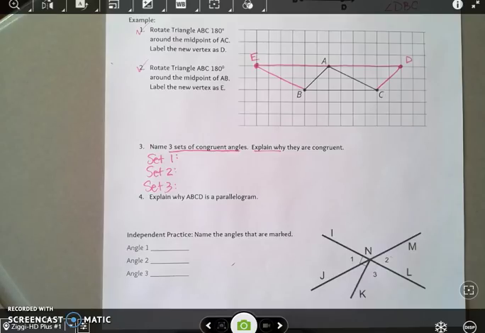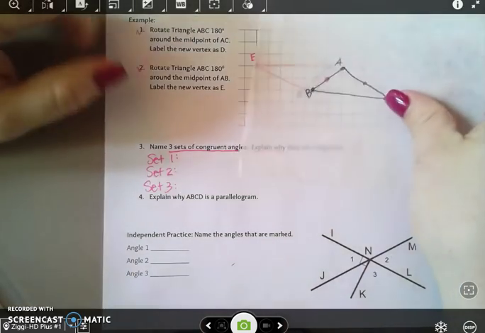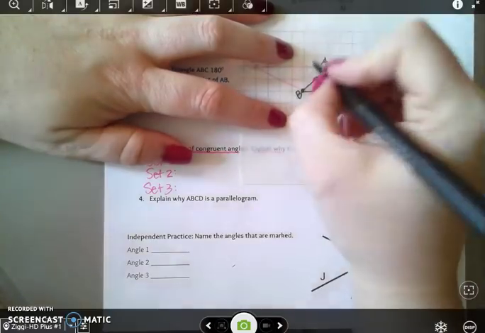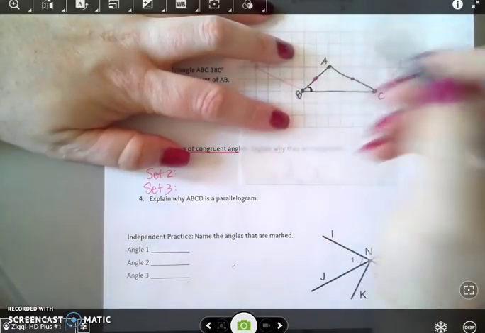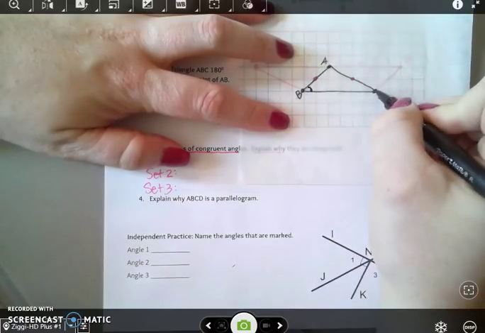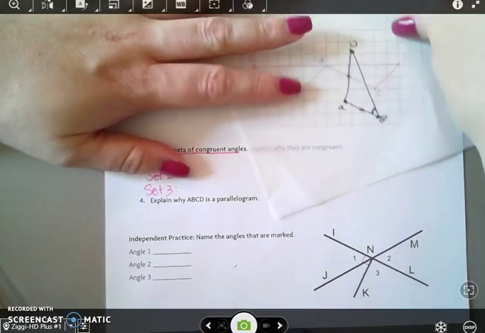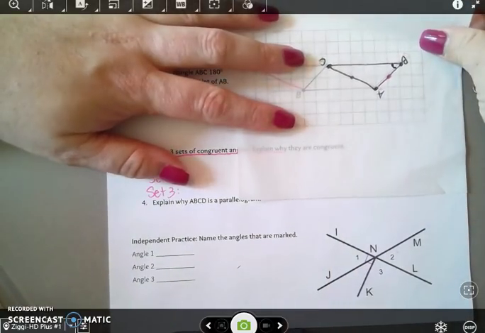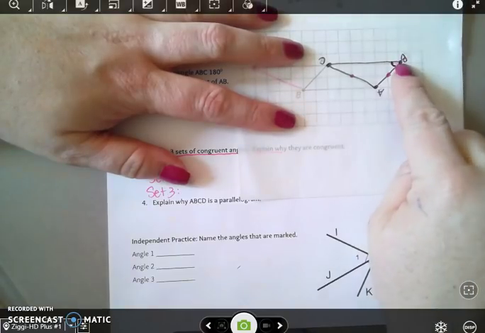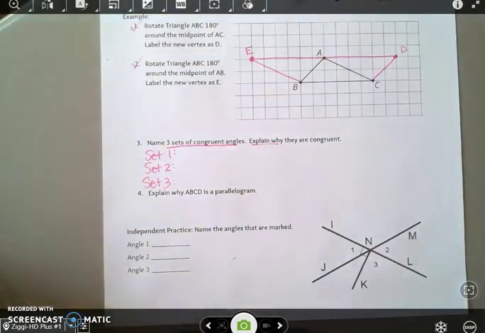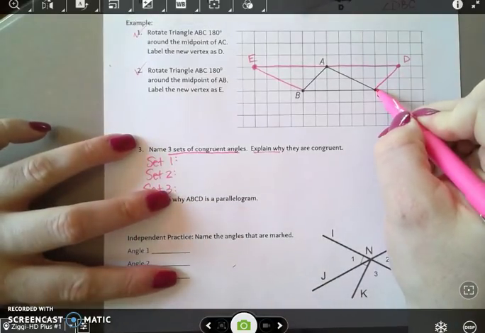So, keep your tracing paper handy. Now, I'm going to put my tracing paper back over ABC. Okay, let's focus on angle ABC, which is this one right here. So when I rotated around this midpoint of AC and I got that triangle, what angle is now where ABC is? So it's this one up here in the corner. So let's move our tracing paper. And how do we name that angle? Well, we would name it CDA.